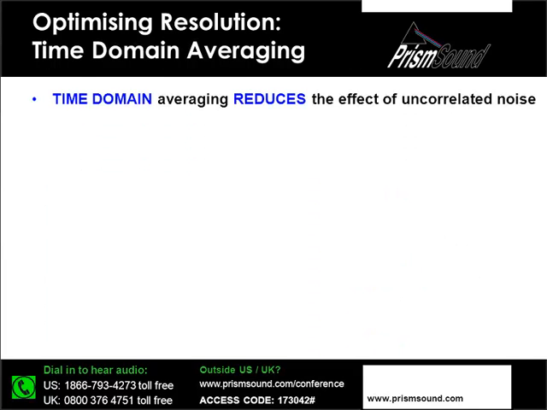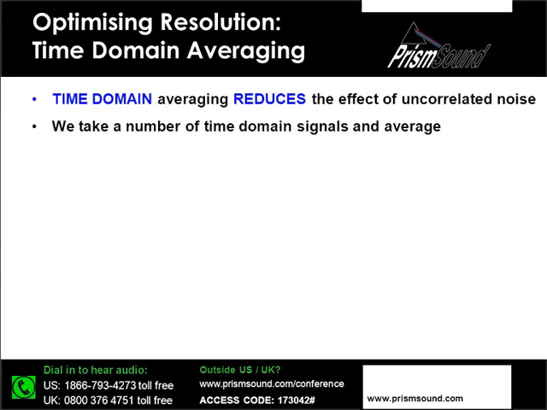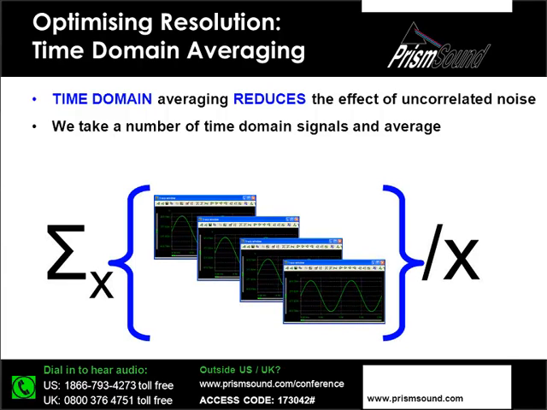Time domain averaging is also helpful to us, and the reason it's helpful is that it actually reduces the amount of uncorrelated noise in our capture. So this is useful for looking at low-level components that are not noise. For example, harmonic distortion products will be more clear to see if we can remove some of the uncorrelated noise from the measurement.